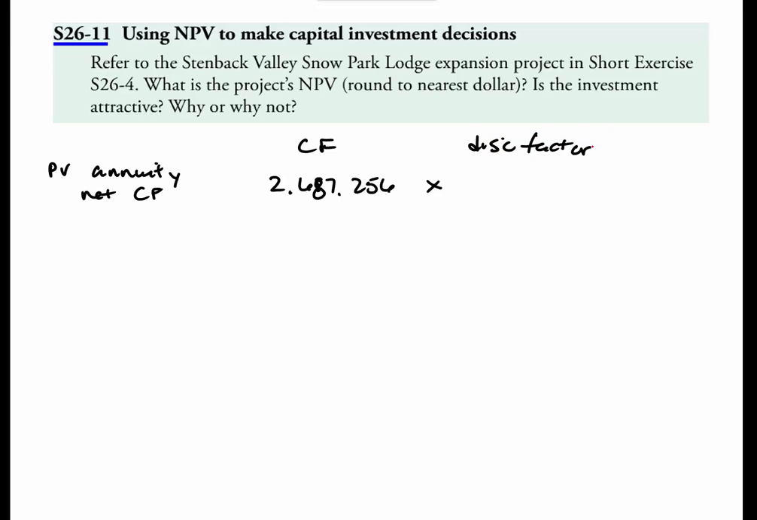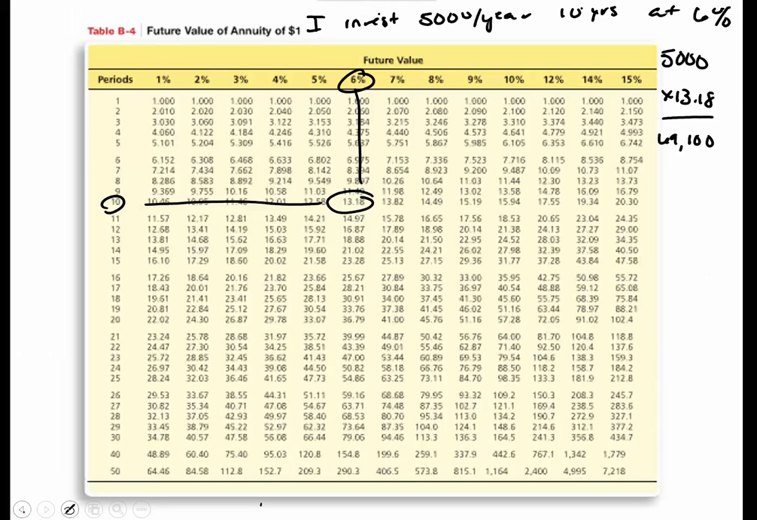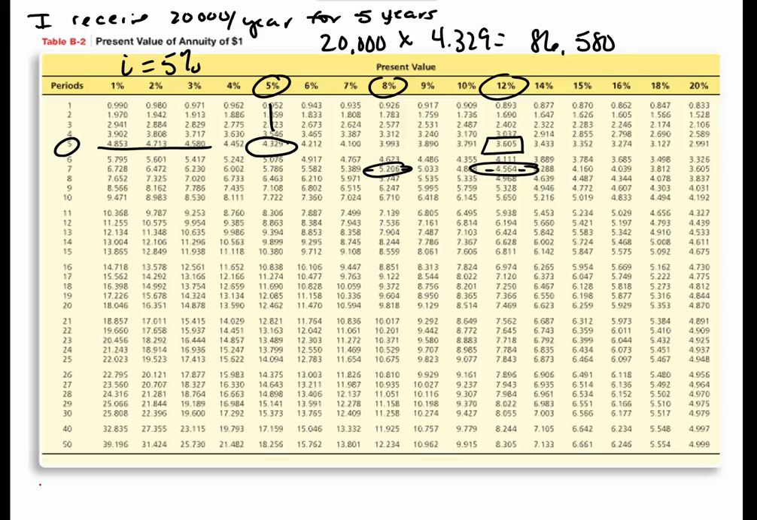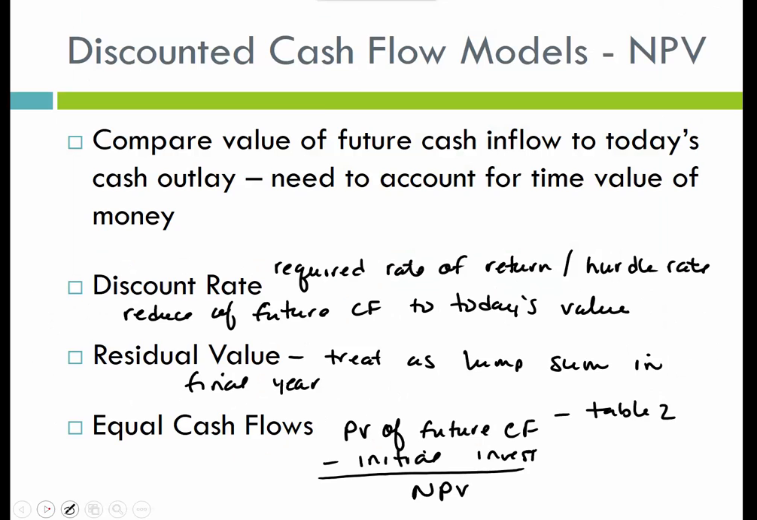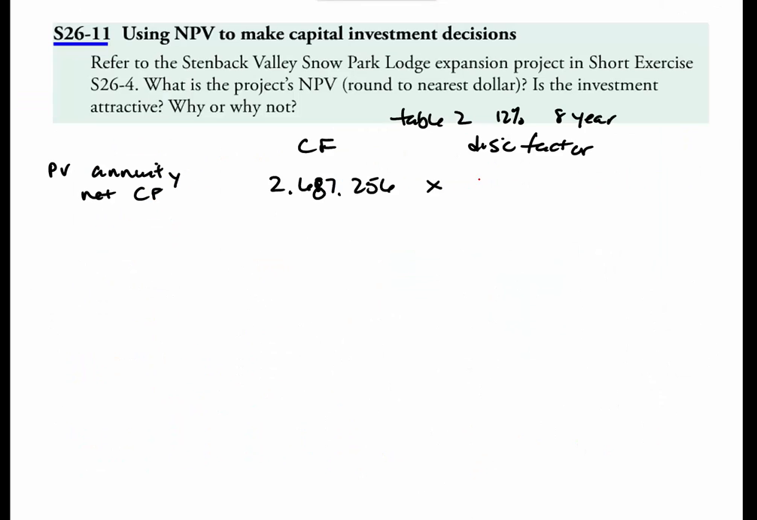Now we're going to use Table 2 because it's an annuity. They told us in the original that it's 12%, and it's 8 years. So if I go back to Table 2, and I've got 12% hurdle rate and 8 years, I've kind of drawn over that one. I've got 4.968 is the one I want to use right now, times 4.968. That will give me the present value of those future cash flows.